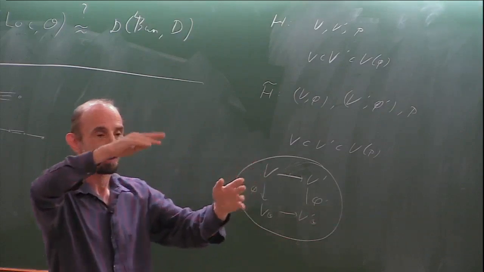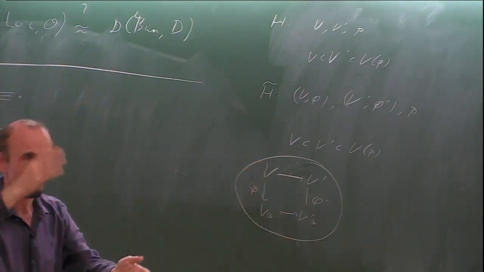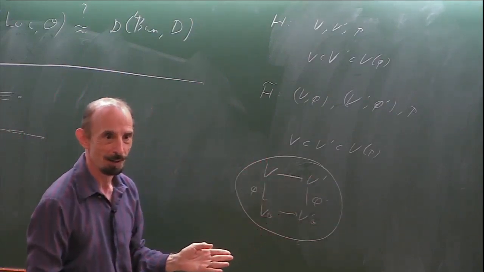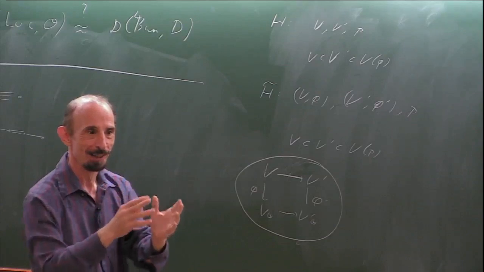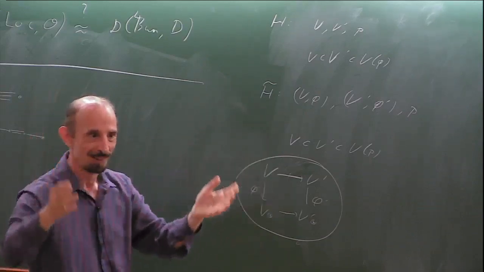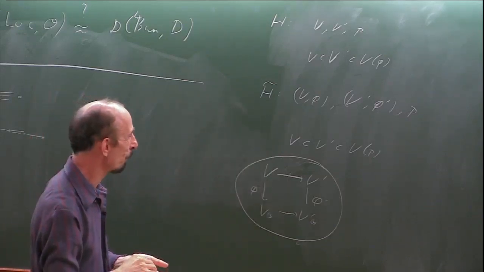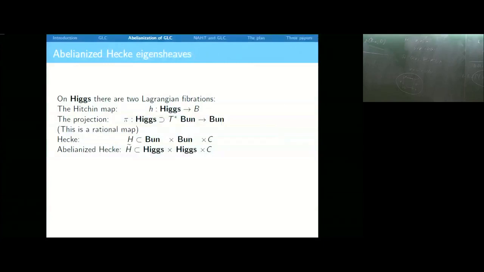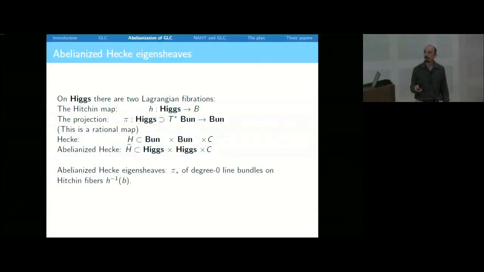So instead of having to get this infinite dimensional ind-scheme and then having to truncate it to get finite dimensional pieces, I'm just getting a finite collection altogether. So it's like a graph theoretic simplification of the big object. So these are the Abelianized Hecke correspondences, and they are going to define Abelianized Hecke operators. And the result is that these Abelianized Hecke eigensheaves that I promised are going to be direct images of degree 0 line bundles on Hitchin fibers.